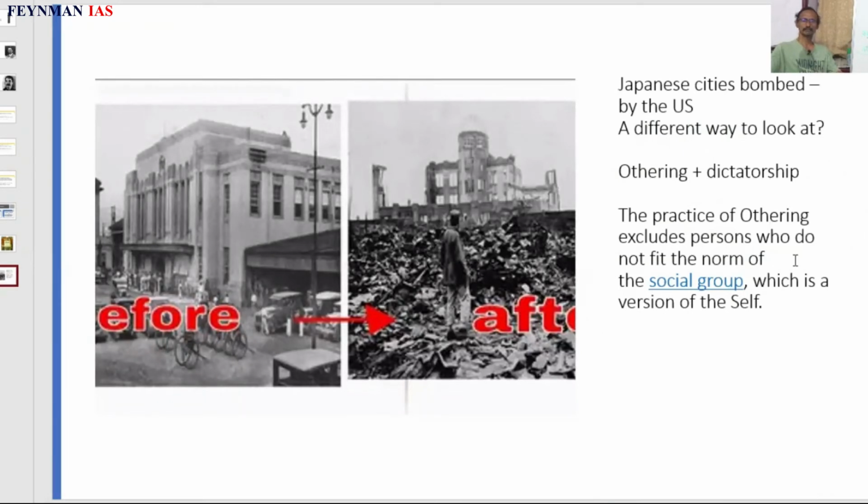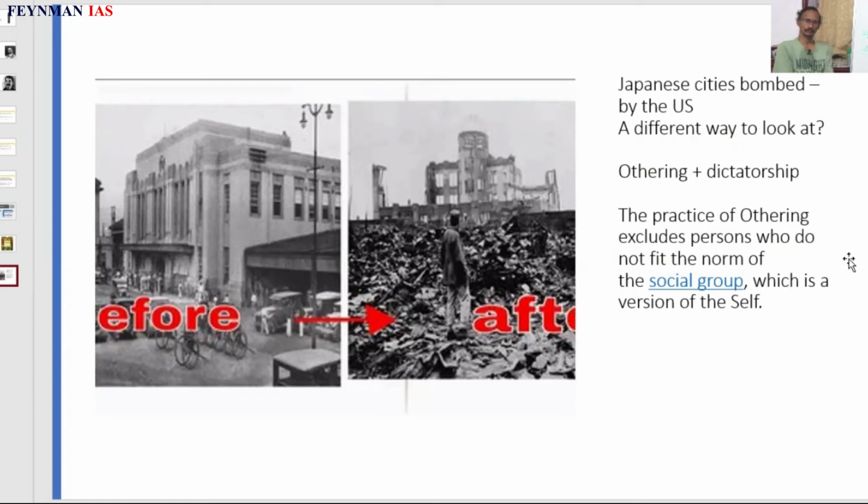The practice of othering excludes persons who don't fit the norms of the social group. So, to Germans, Jews constitute the other. To Stalin, certain classes constitute the other. It is about the other. Hate generation is systematized. Hate is shared. It is spread over.